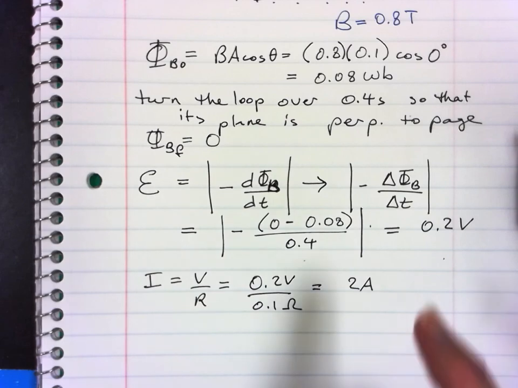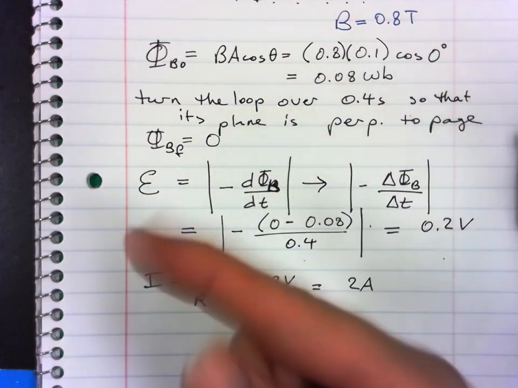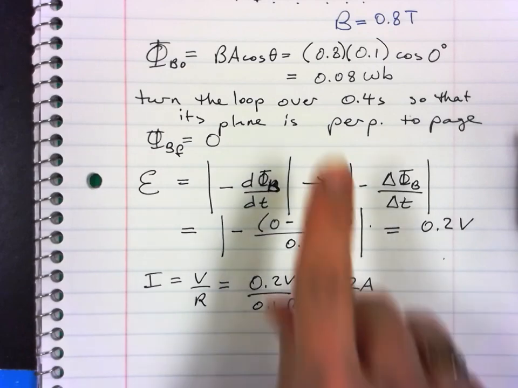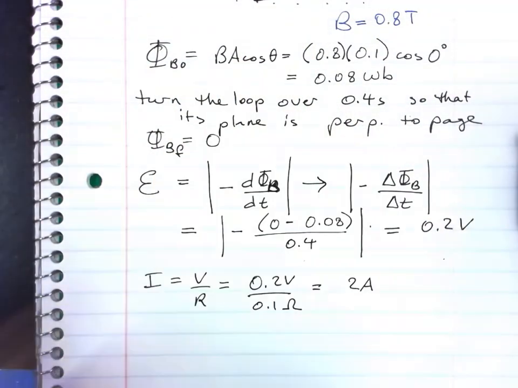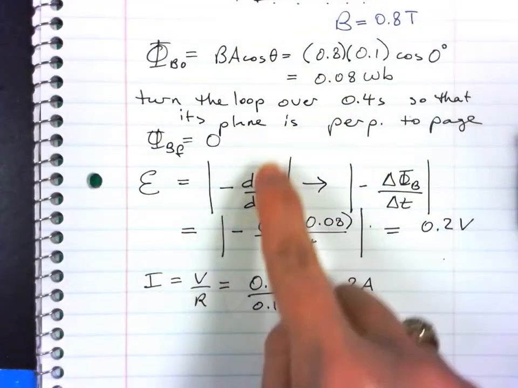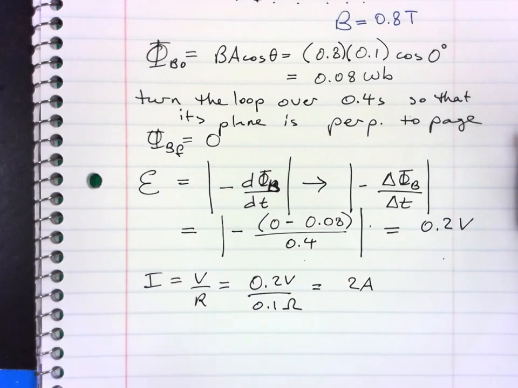So if we keep turning it, depending on how much time we turn it over, we're going to continue to get current flow. Now if we stop turning it, if we bring it back here and then stop, we just leave it like this, well then there's no change. And if there's no change, there's no induced EMF. So magnetic field does not make EMF. Change in flux makes EMF.